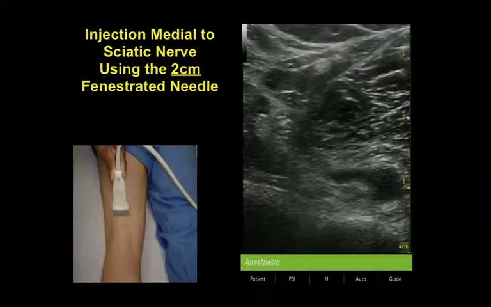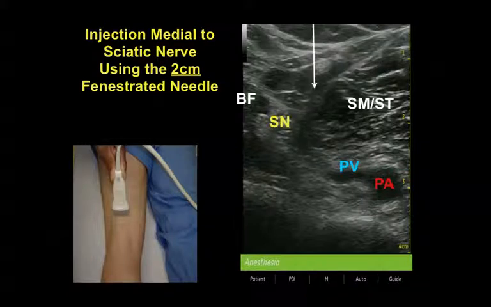This is a live image showing injection real time. Once again, we have the biceps femoris laterally, the semimembranosus, semitendinosus medially, the popliteal vessels, vein and artery, and now here we have the sciatic nerve.